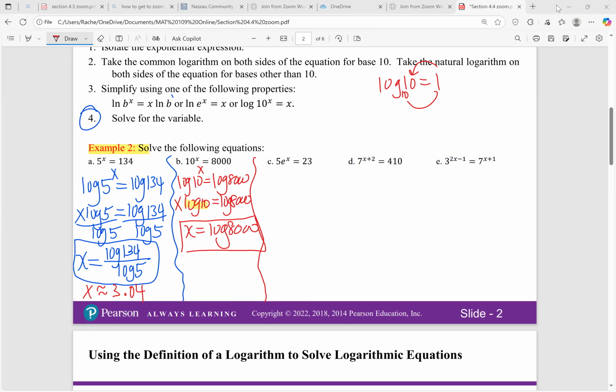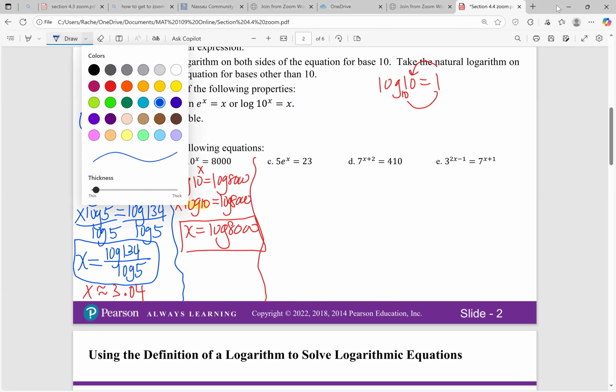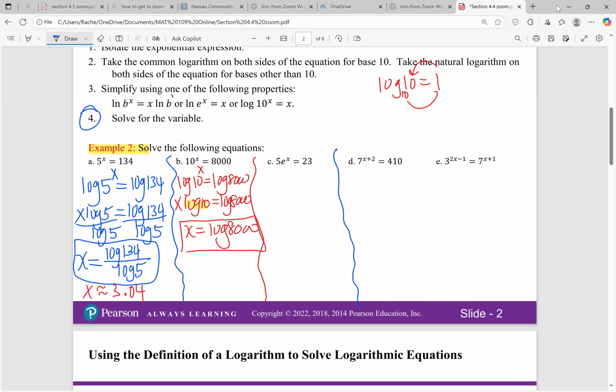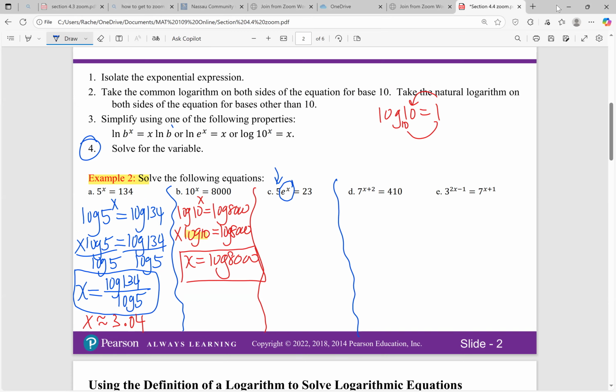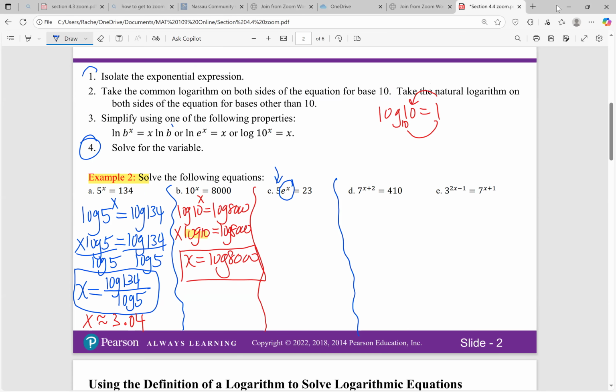So let's look at the next one. So part C, we have 5 times e to the x equals 23. So again, we're trying to solve for x, right? The only term that contains x is the e to the x. This 5 is just attached by multiplication. So if we go back to the steps, you want to isolate the exponential expression, get it by itself. So let's get e to the x isolated. So we're going to divide both sides of the equation by 5. So now I have e to the x equals 23 divided by 5.